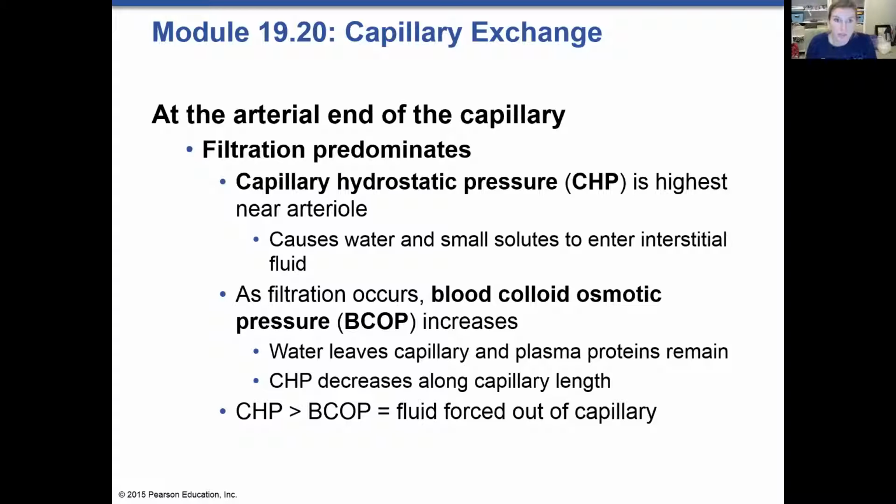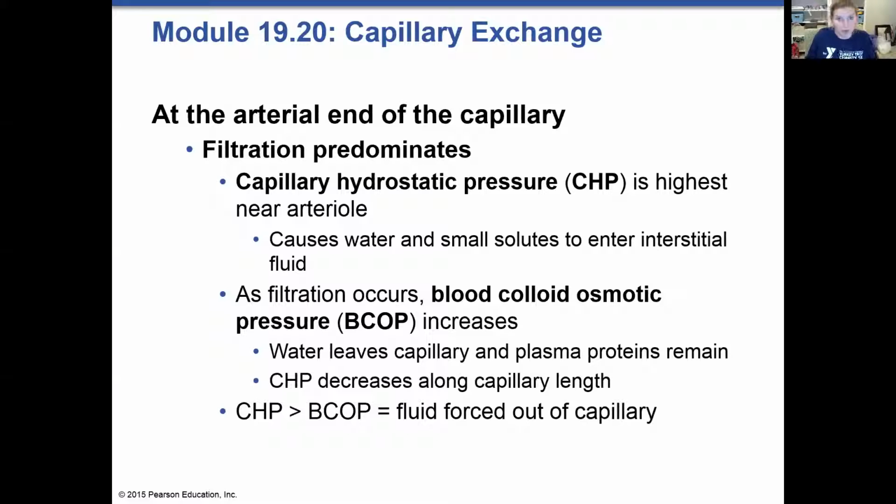And that's because of the capillary hydrostatic pressure, the CHP. Water and small solutes go into that interstitial fluid and out of the blood. This is going to cause what's called the blood colloid osmotic pressure, or BCOP, to increase. And that's because water's leaving the capillary, and now there's all these plasma proteins left behind. So the CHP decreases, the capillary hydrostatic pressure decreases as you move through the capillary, right? There's less and less water in the blood as that blood moves through the capillary, because it's all being filtered out on that arterial end.